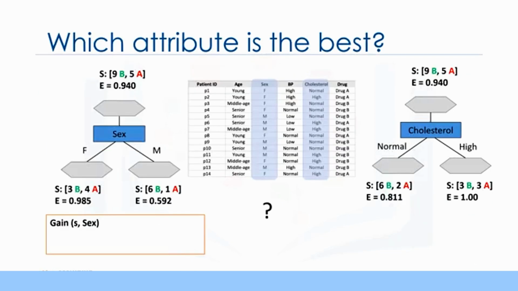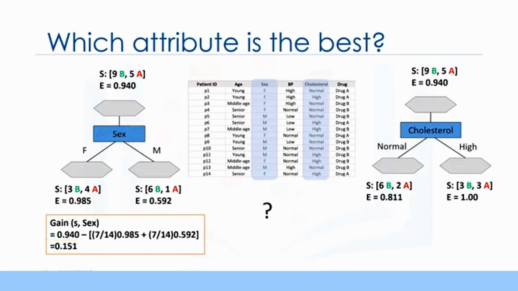Let's see how information gain is calculated for the sex attribute. As mentioned, the information gain is the entropy of the tree before the split minus the weighted entropy after the split. The entropy of the tree before the split is 0.94. The portion of female patients is 7 out of 14, and its entropy is 0.985. Also, the portion of men is 7 out of 14, and the entropy of the male node is 0.592. The result of the square bracket here is the weighted entropy after the split. So, the information gain of the tree, if we use the sex attribute to split the dataset, is 0.151.